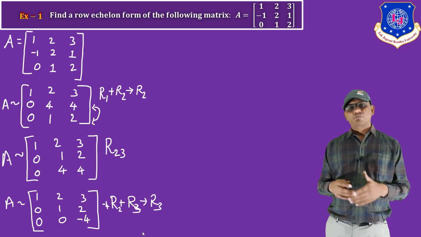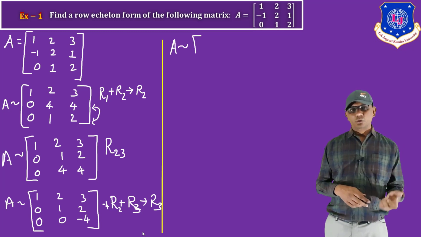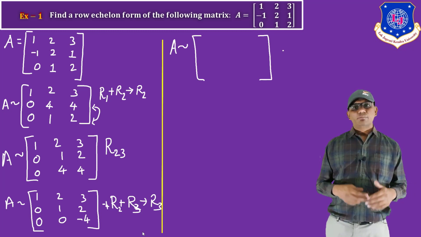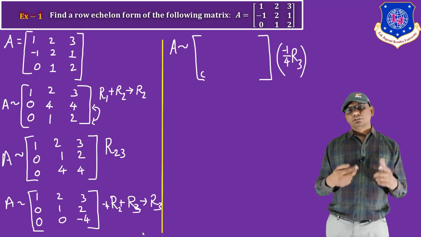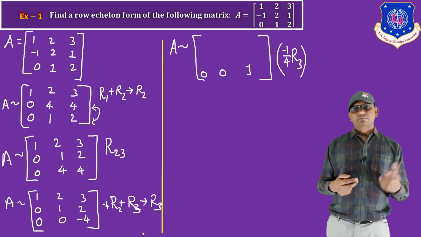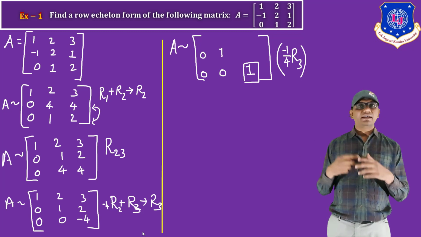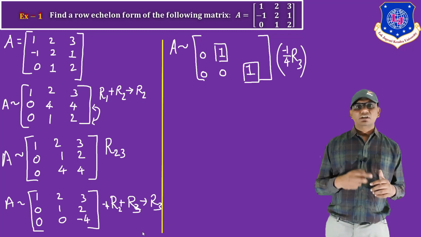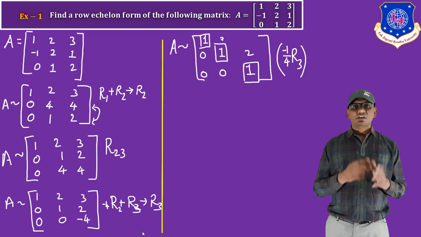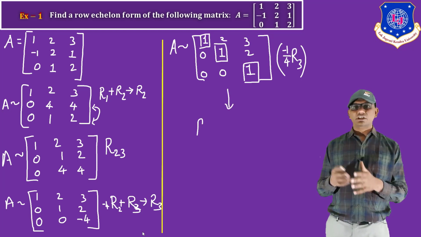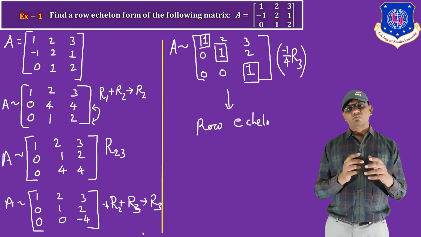So that is one type of row echelon form, but here in the last element we have a minus 4, so we convert it into 1 by dividing the last row by minus 4. Then we get 0, 0, 1 in the last row, which is our last leading element. In the second row we have 0, 1, 2, which is our second leading element, and in the first row we have 1, 2, 3, which is our first leading element. So that is a perfect row echelon form of our matrix.